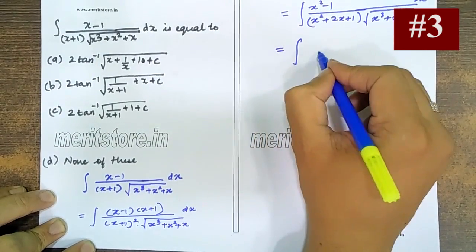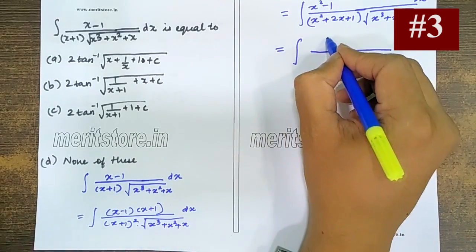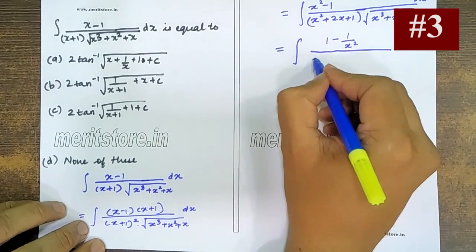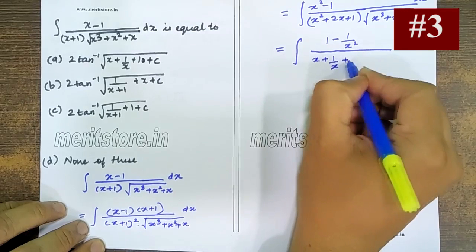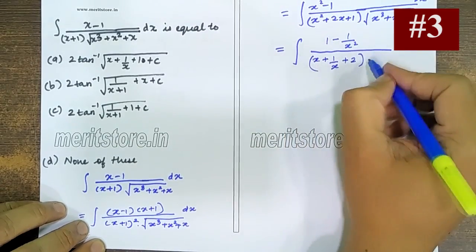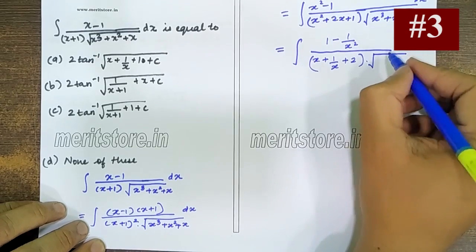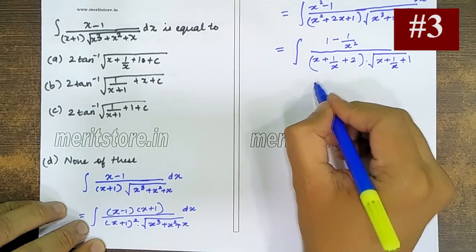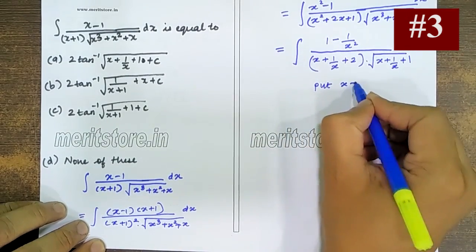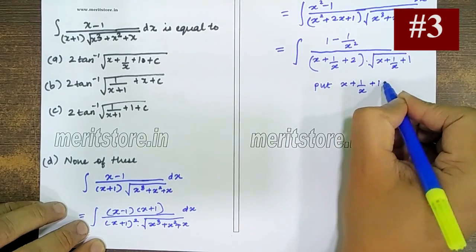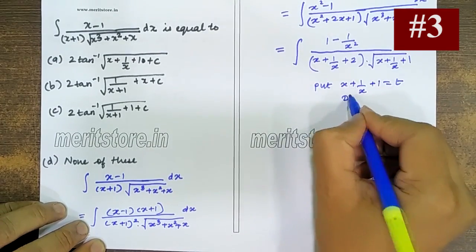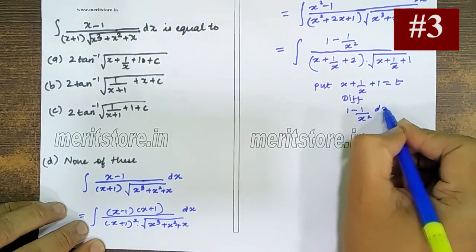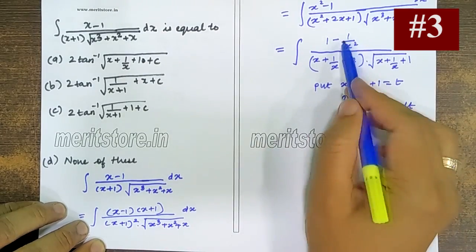Okay, now what we'll do, we'll divide numerator and denominator by x square, so this will become 1 minus 1 upon x square, then this will become x plus 1 upon x plus 2, and this is x plus 1 upon x plus 1. Now we'll do the substitution. x plus 1 upon x is equal to t. So if you differentiate this, you will get 1 minus 1 upon x square dx is equal to dt, which is present in the question.